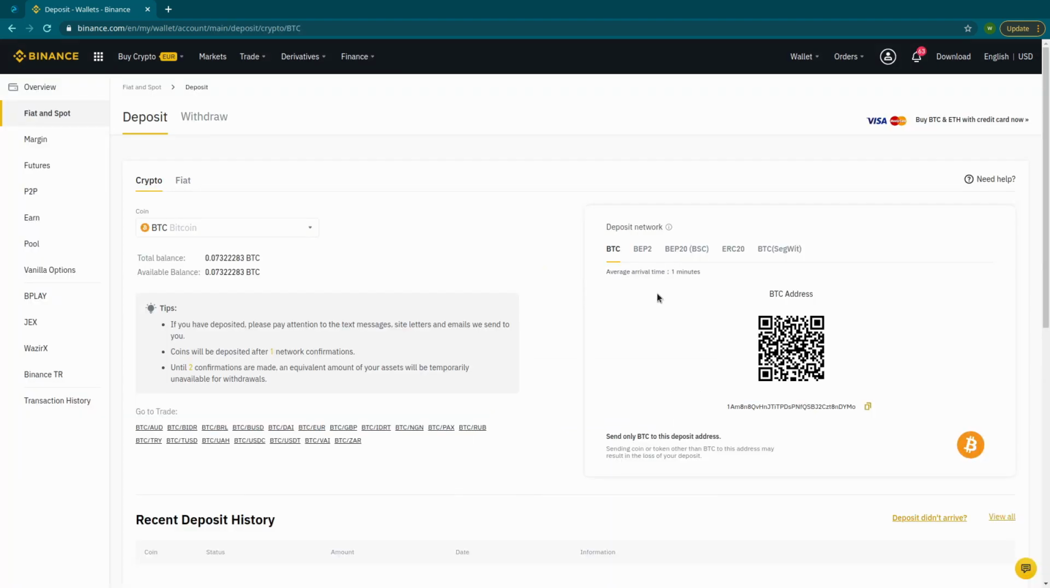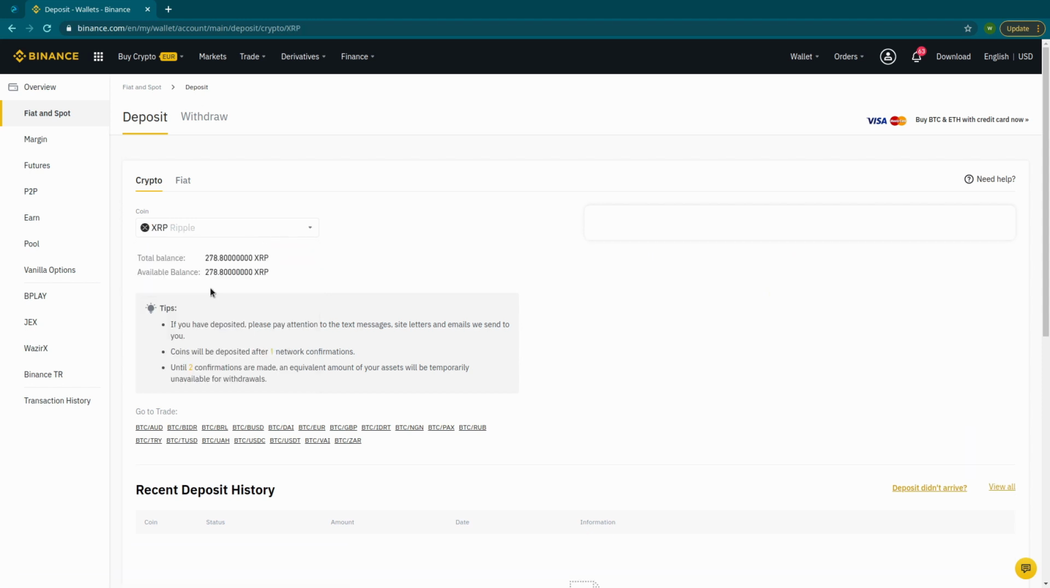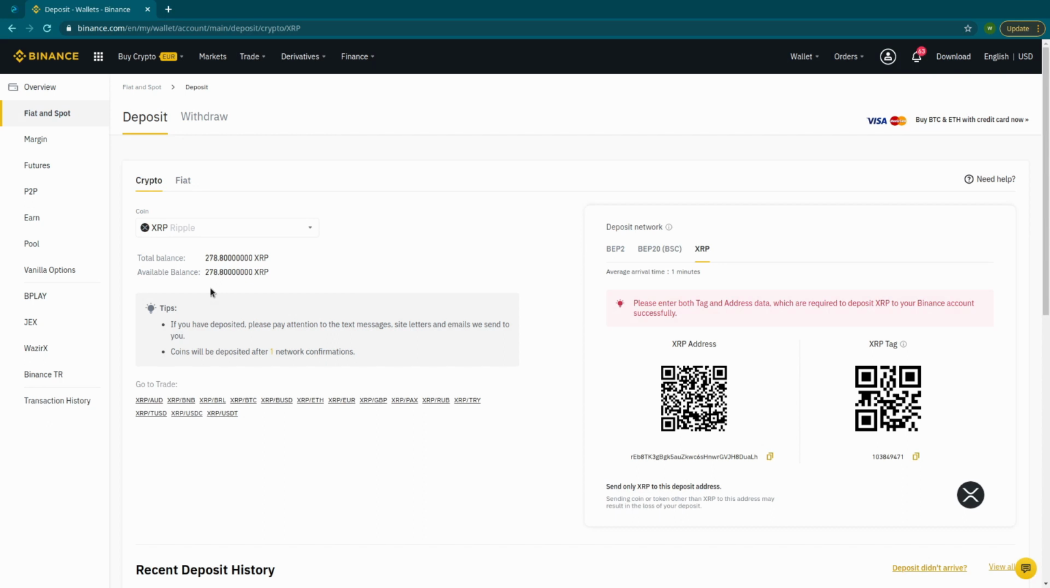Deposits are accepted both in crypto and cash. When depositing cryptos, pay special attention to the selected network, wallet address, and any additional information displayed on this page. The details required for a crypto transfer will depend on the cryptocurrency selected. For example, when depositing Ripple, you need to include the tag, otherwise Binance won't be able to identify your deposit.